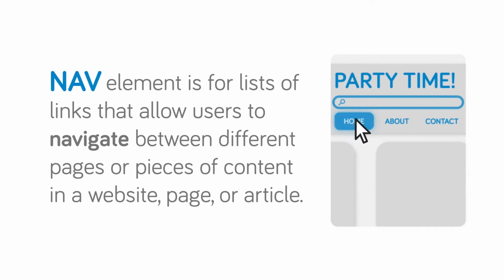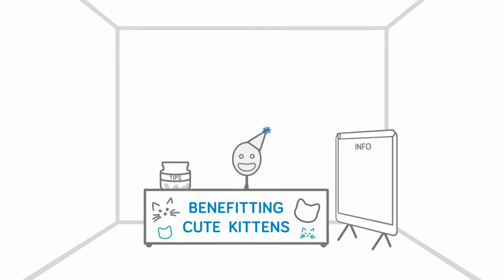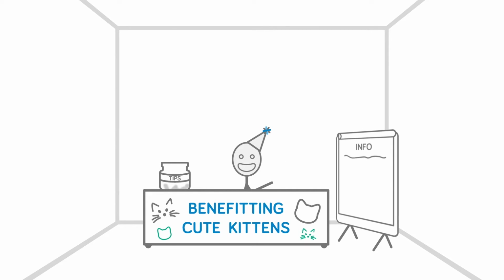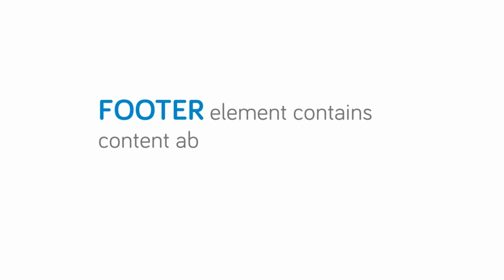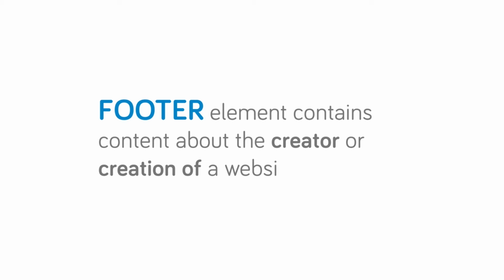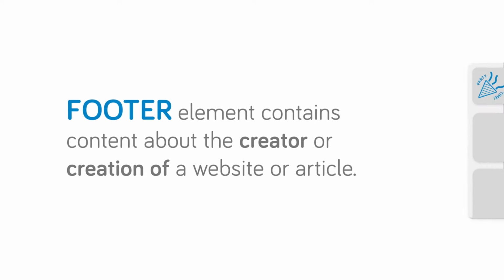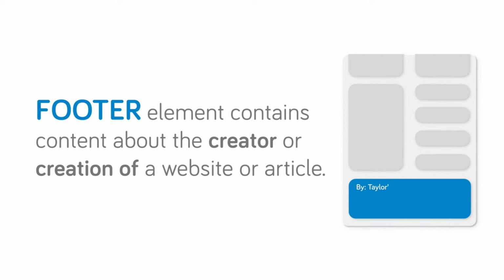Now you know your way around the party, but before going in, you stop at the table at the front where someone tells you what organization put the party together, what good cause it benefits, and why you should consider making a donation. This table is similar to the footer element in HTML. The footer element contains content about the creator or creation of a website or an article. The contents of a footer might include credits, publication dates, copyrights, or sponsorship information.